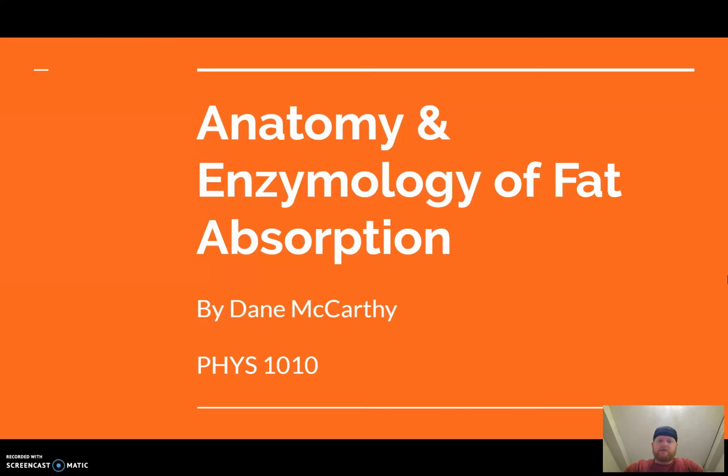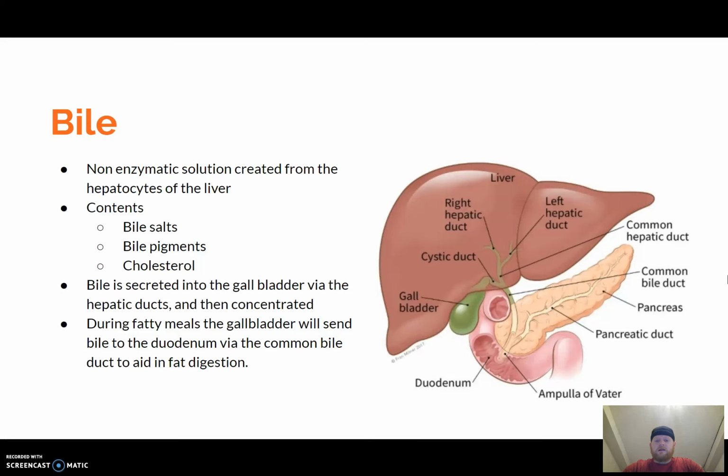Today we're talking about the anatomy and enzymology of fat absorption. This all begins with bile. This is a non-enzymatic solution created from the hepatocytes of the liver. The main contents of bile are going to be bile salts, biopigments, and cholesterol.